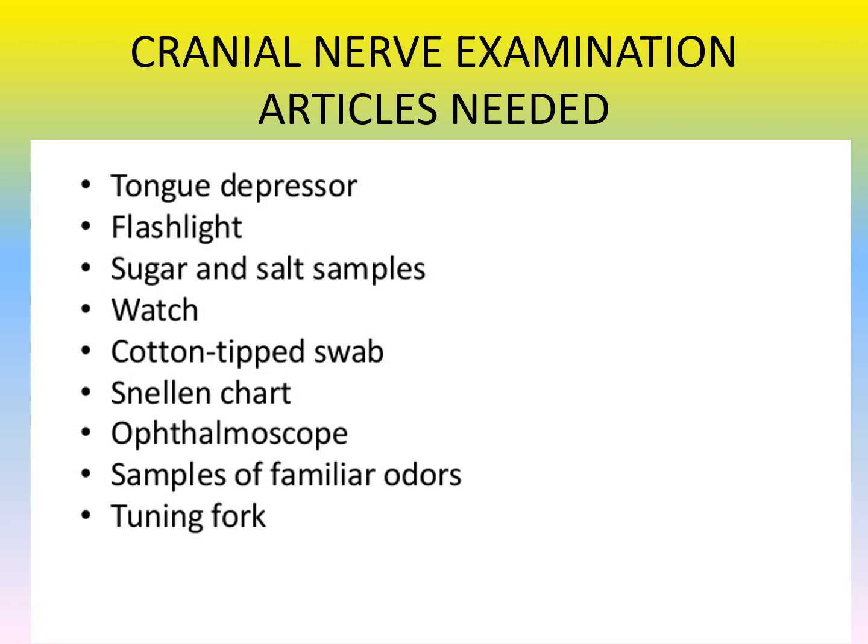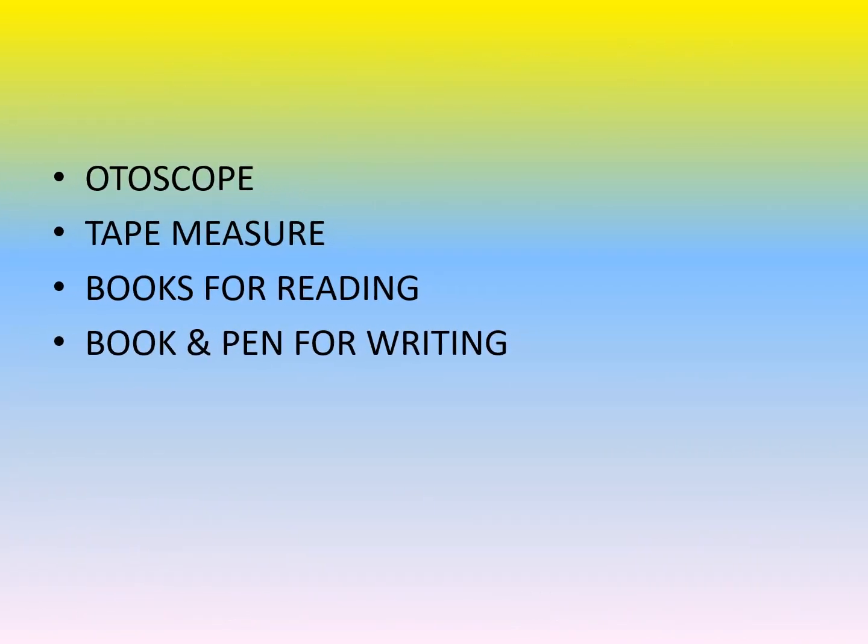For the cranial nerve examination, the articles needed are a tongue depressor, flashlight, sugar and salt samples, watch, cotton tip swab, snellen chart, ophthalmoscope, samples of familiar odors, and tuning fork. Then otoscope, tape measure, books for reading, and a book and pen for writing.